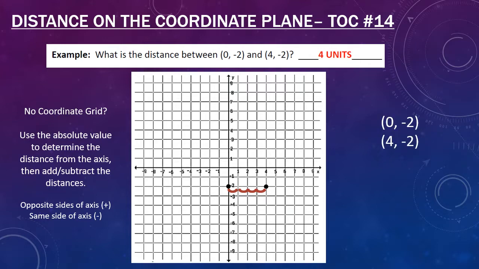For example, we are given these 2 points, 0, -2, and 4, -2. We can disregard the -2's because those are the same points, so we're just going to cross those out. We just have to look at the 0 and the 4. So the absolute value of 0 is 0, and the absolute value of 4 is 4. And then I just simply add those absolute values together to come up with the distance between them, which is 4. And we found that by counting as well. You can also draw your own coordinate grid, but that will take a lot of time.